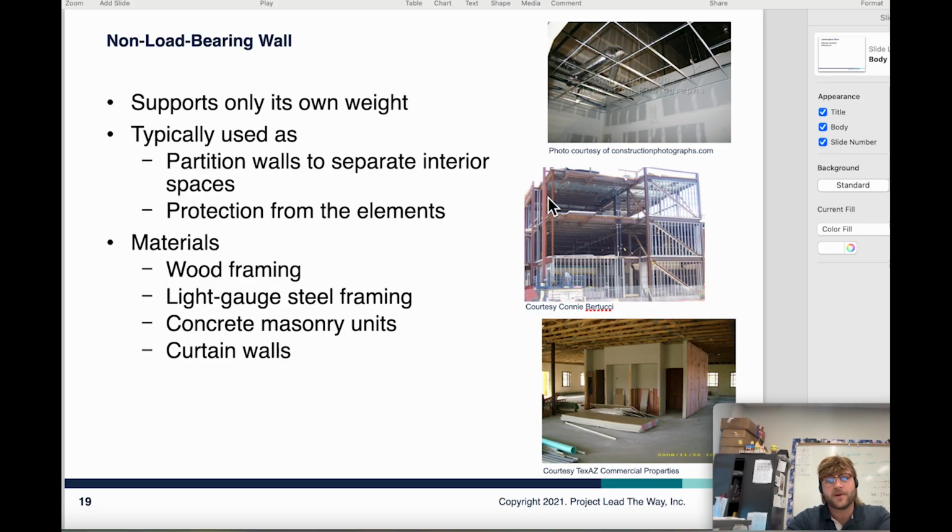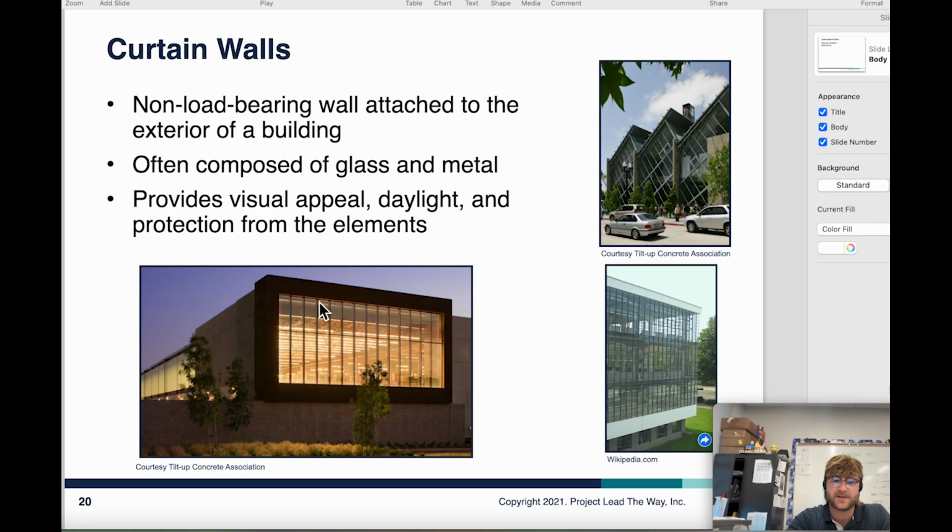And in terms of non-load bearing walls, we're moving on to that now. Just as we were saying, it's not going to support any weight above it. It's only supporting its own weight. And so we're going to use this just for partition walls to separate interior spaces, right? Also to protect us from the elements as well. If we use a glass non-load bearing wall, that's called a curtain wall. It's just going to protect us from the elements, right? And so here are some of those common materials you can use for that.